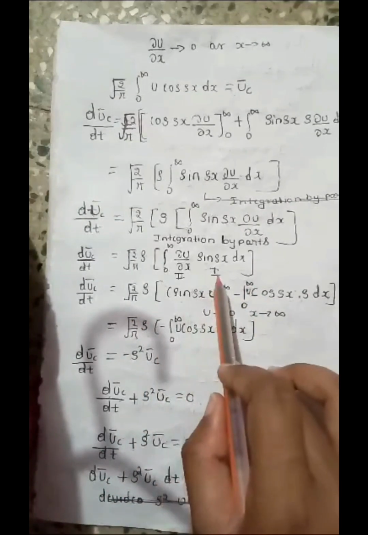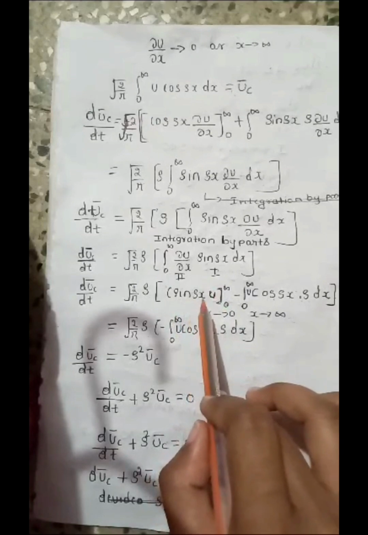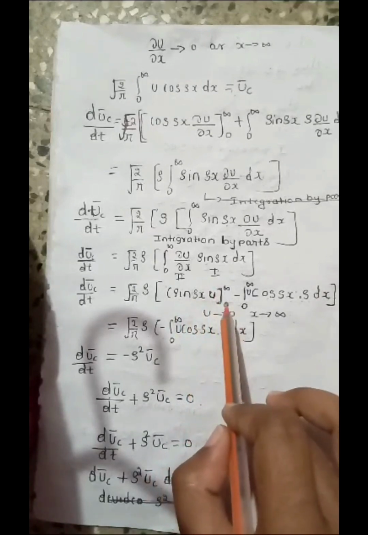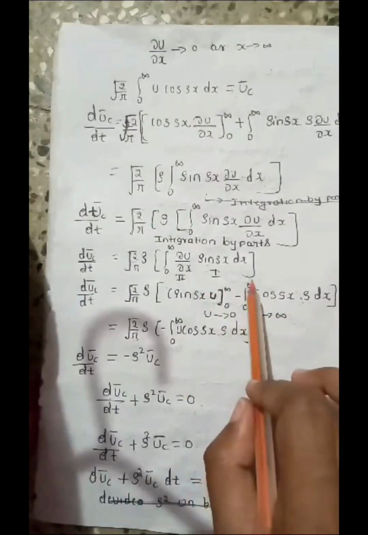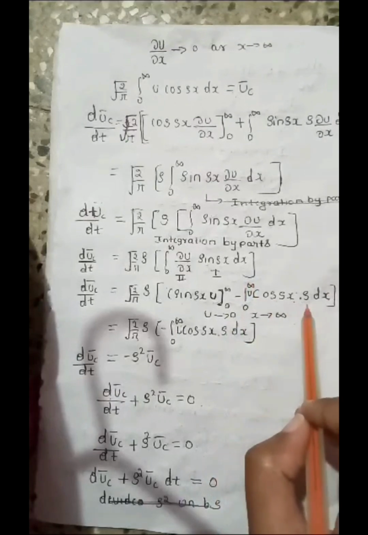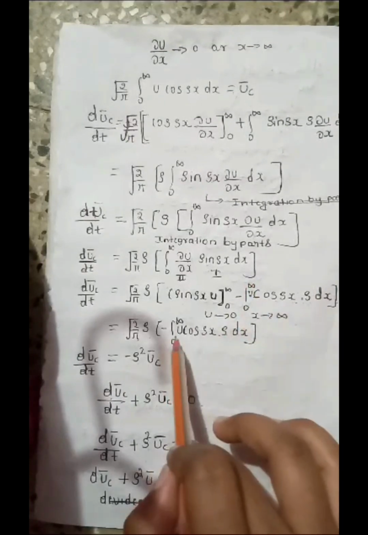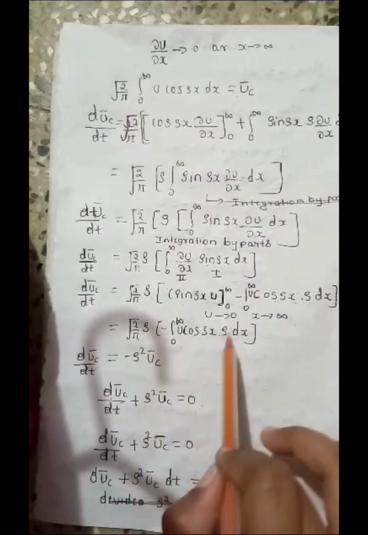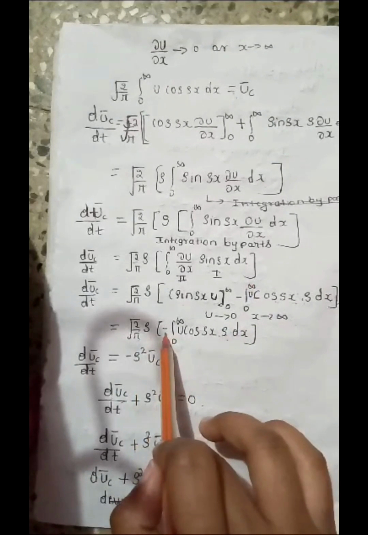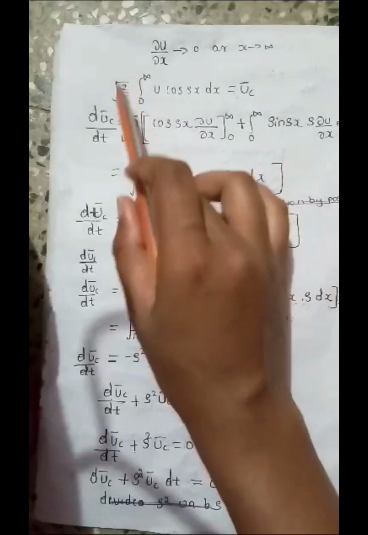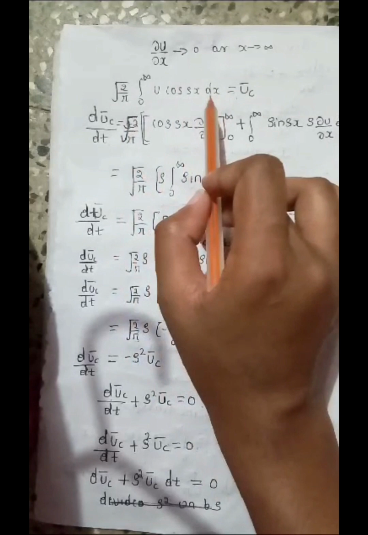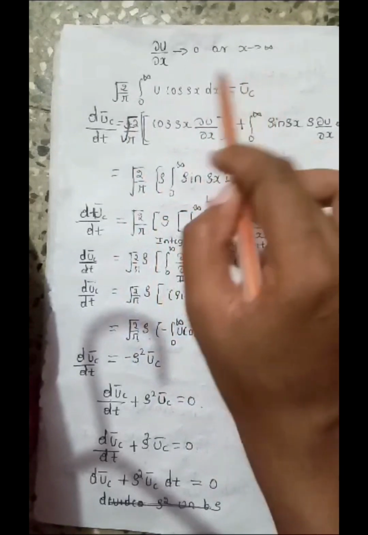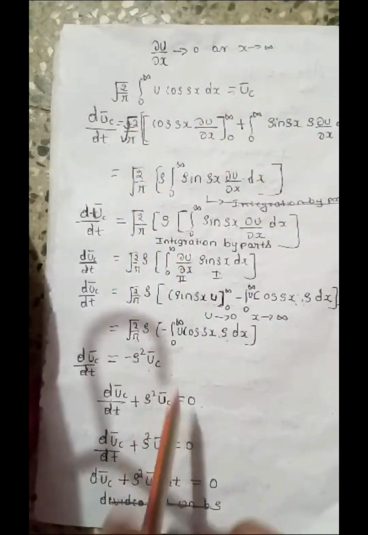So why will this term vanish? Because in sin sx into u, after applying the limits 0 and infinity, we will get the whole term as 0. So we will only write this term: 0 minus 0 to infinity u cos sx into s dx. So we have written s into s, that is s square, and the minus stays minus. In the place of square root of 2 by pi, 0 to infinity u cos sx dx, which will be equal to u bar of c, we have written it here.